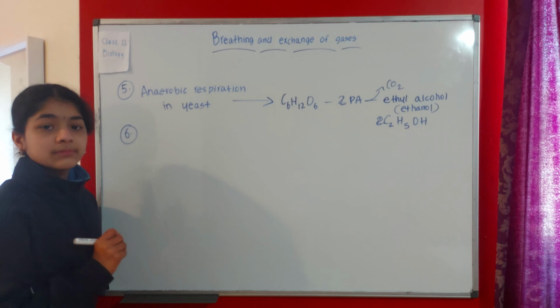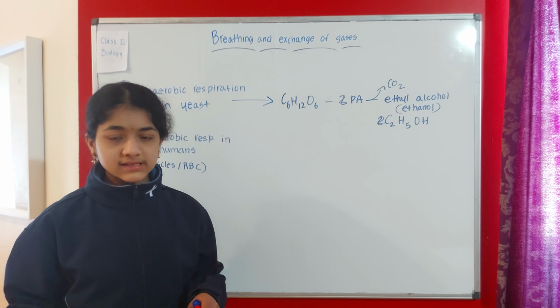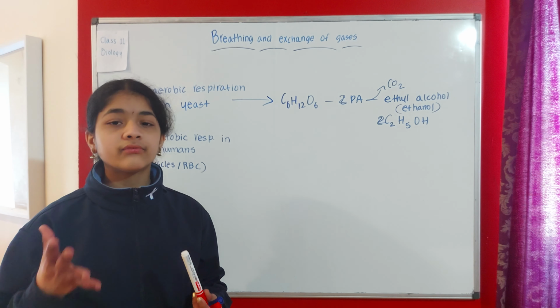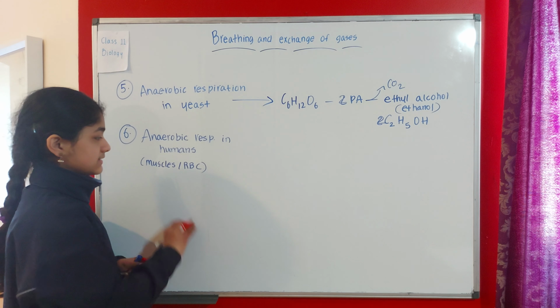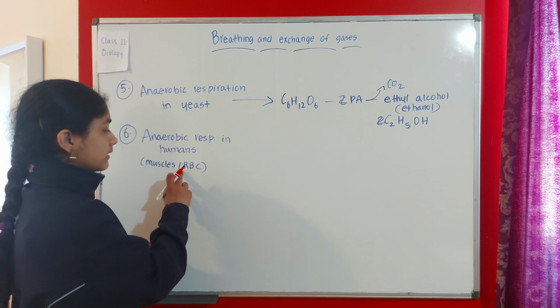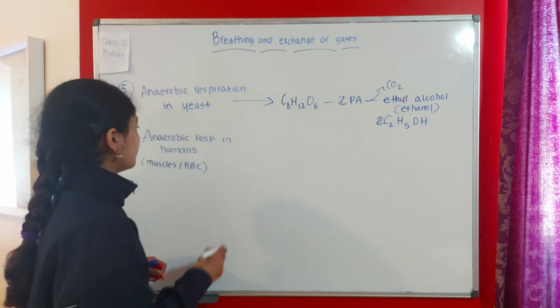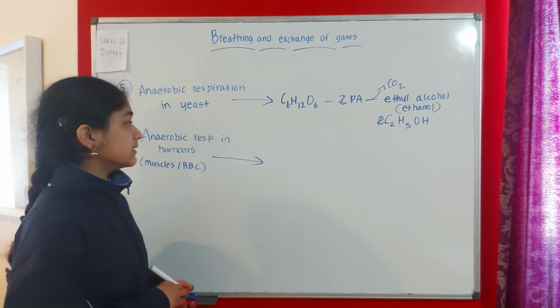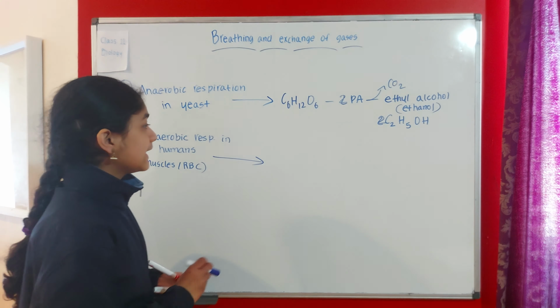Now in case of muscles, the anaerobic respiration in muscles takes place only when we do a lot of physical activity. At that time anaerobic respiration takes place in muscles, and as normal it takes place in RBCs as well. This we are talking about in the higher organism, that is humans. Here glucose is converted into lactic acid molecules.